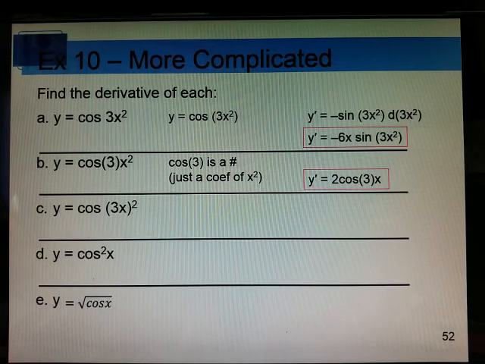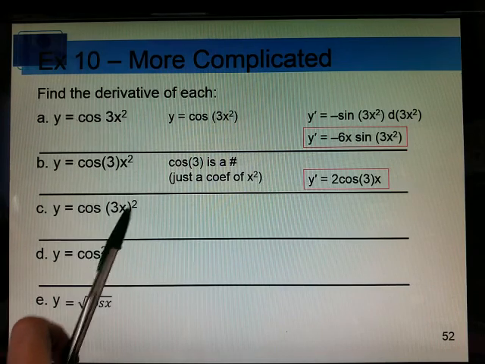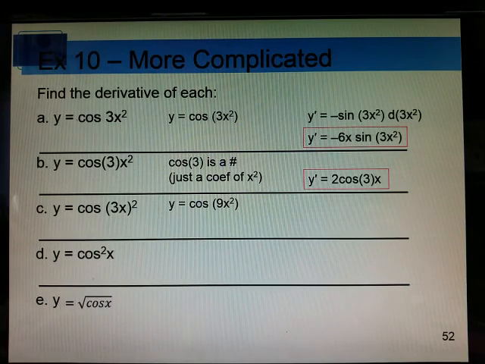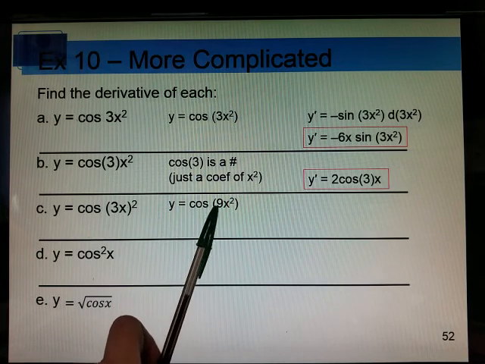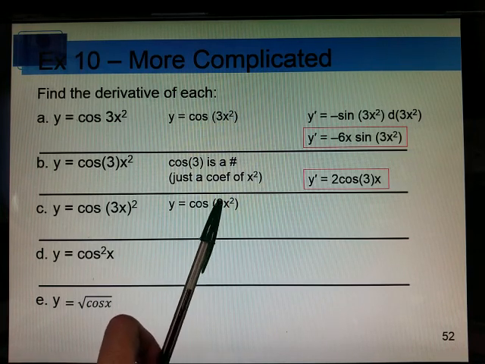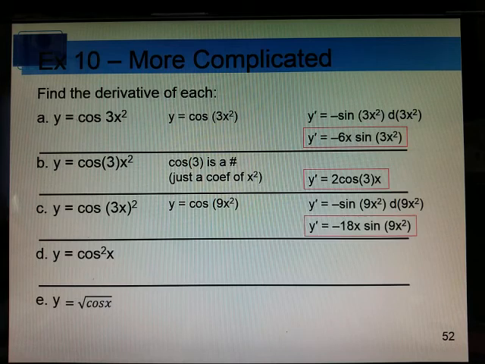All right, this time you're taking the cosine of 9x squared, actually. So the derivative of the cosine is negative sine of what you took the cosine of, but then times this derivative. That derivative happens to be 18x.